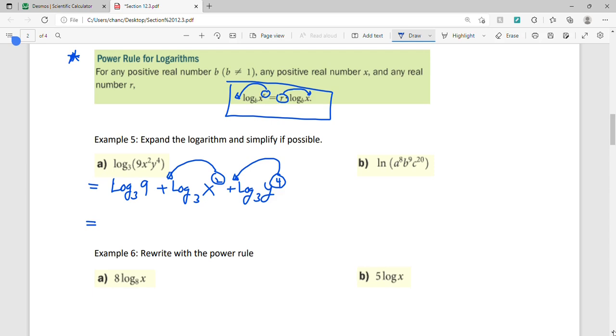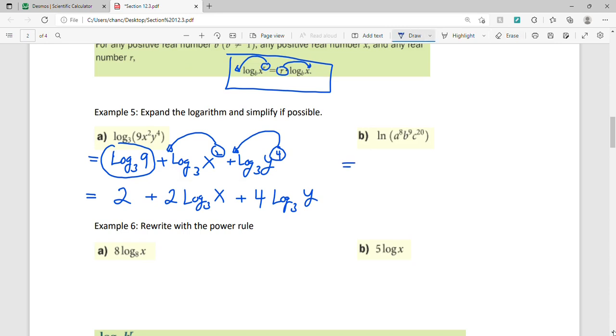Log base 3 of 9. This is 2. 3 squared gives me 9, so this is 2. We'll bring that 2 to the front. That's 2 times log base 3 of x. Bring that 4 to the front. That's 4 times log base 3 of y.